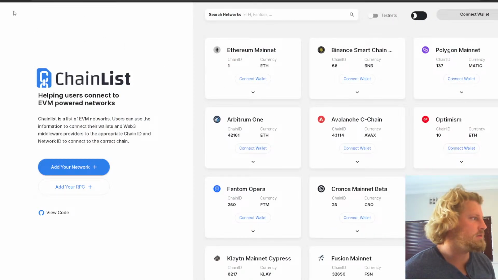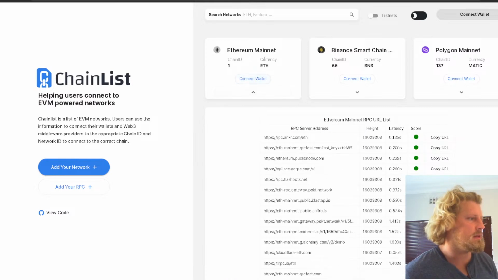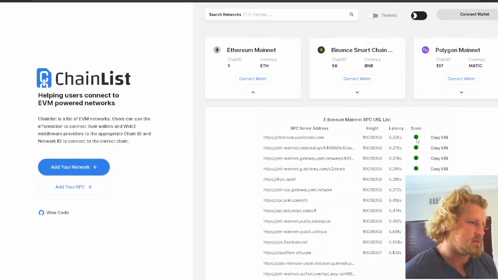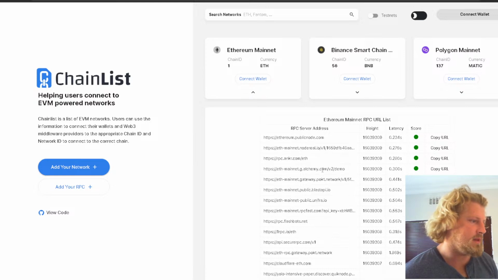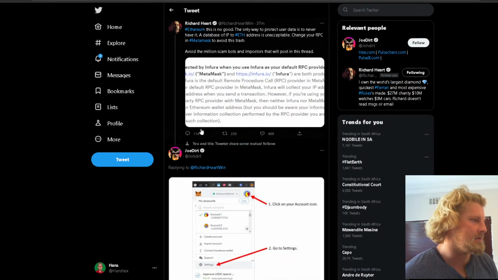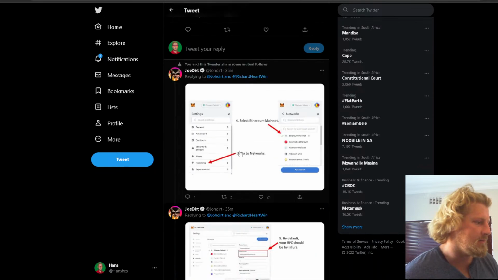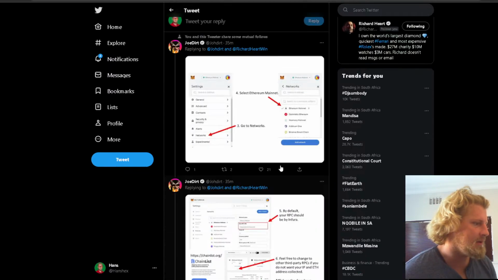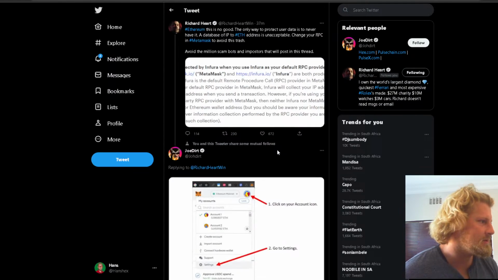So if we go to chainlist.org and we click on the Ethereum mainnet one, there's a few that you can use. Obviously check the score, which one is the best. Now Alchemy is one for developers that also provides a faucet for the testnets. So I think I'll be using them.